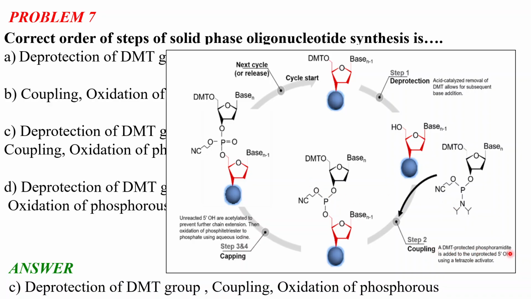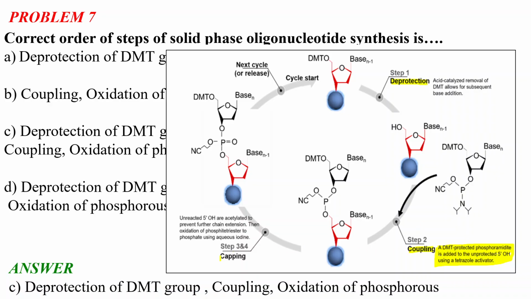The DMT protected phosphoramidate is added to the unprotected 5' OH using a tetrazole activator. This is very important. This is the most crucial step, the coupling step. A DMT protected phosphoramidate is added to the unprotected 5' hydroxyl group using a tetrazole activator. This is step 2, the coupling step. So first step is the deprotection, second step is the coupling step.